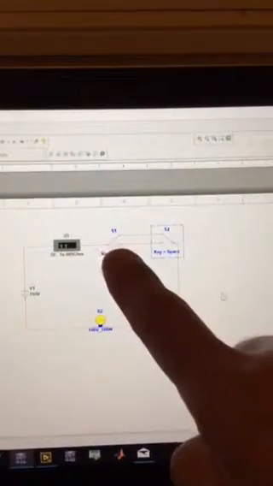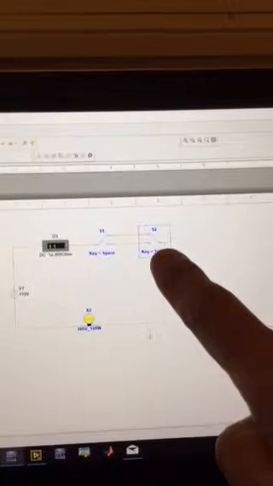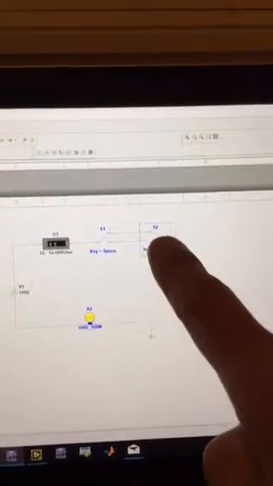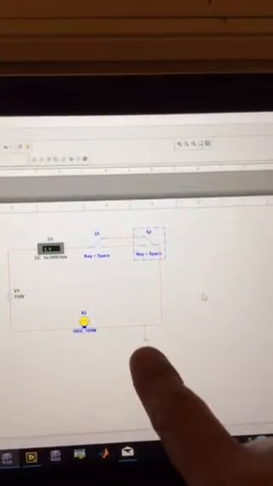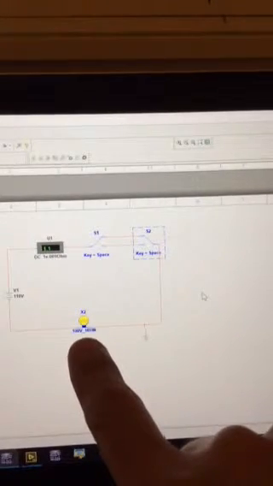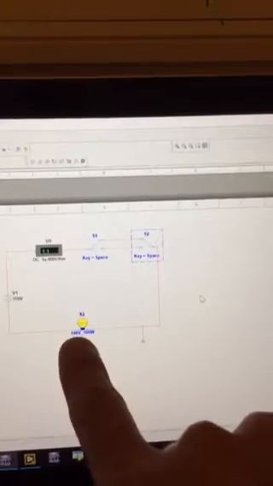This can be switched on one side of the hall, and this can be switched on the other side of the hall. Then here is my ground, and here is my resistor, which in this case is a light. So now I have it running, so let's stop that.